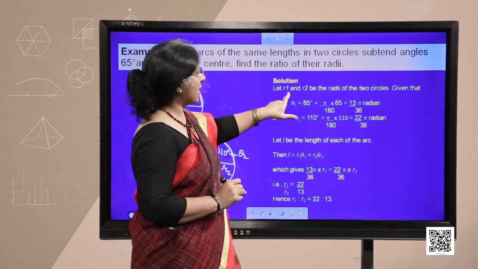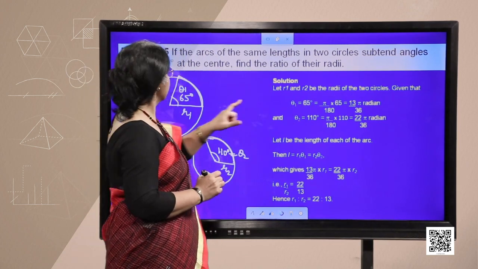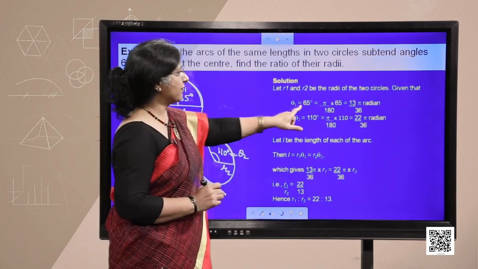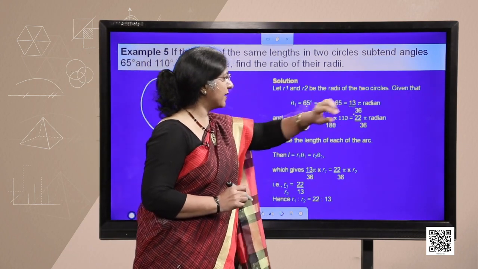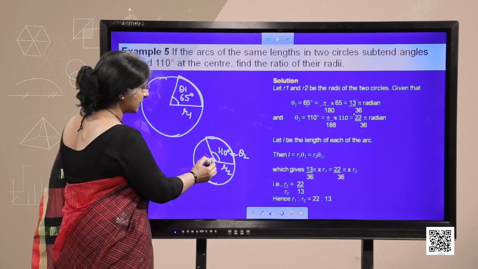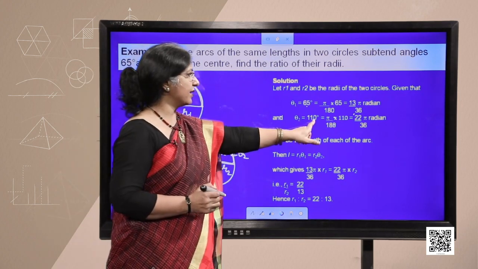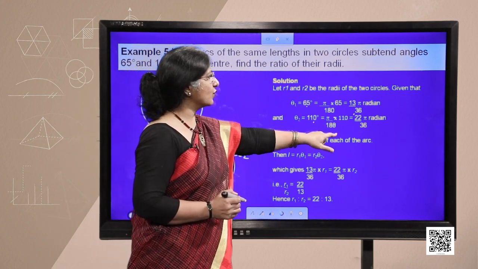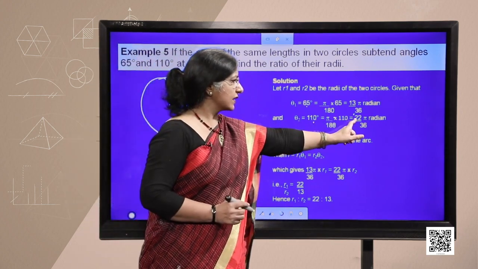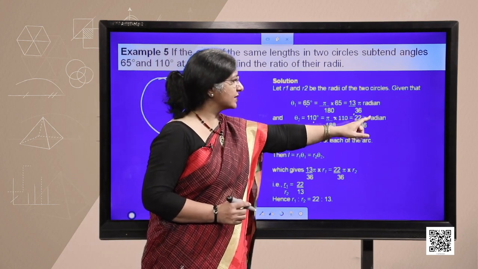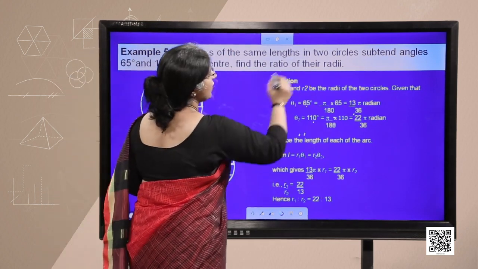See here, let R1 and R2 be the radii of the two circles as we have taken. Theta 1 is 65 degrees, and if we convert this into radians, this will give us 13 upon 36 pi radians, and the second circle with radius R2, where theta 2 is given to be 110 degrees. If we convert it into radians by multiplying it by pi upon 180, this gives us 22 upon 36 pi radians. What we have been asked is to find the ratio of their radii.